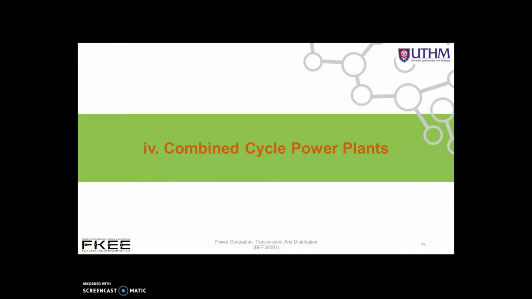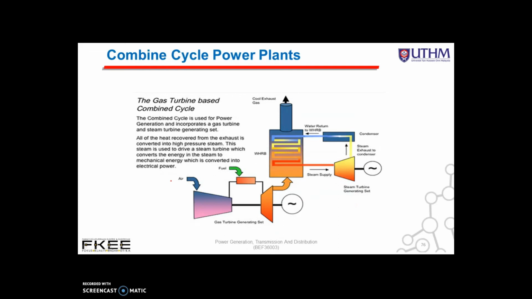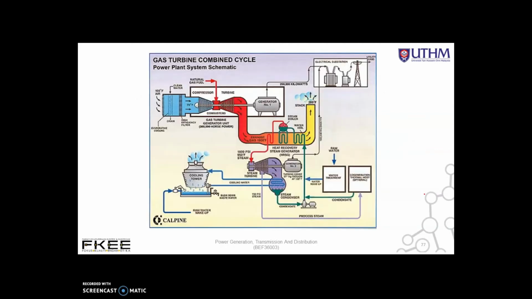And then the combined cycle power plants. This is the gas turbine based combined cycle, as I mentioned in the previous slide. The combined cycle is used for power generation and incorporates a gas turbine and a steam turbine. We have the gas turbine here, and we also have the steam turbine here, so gas and also steam. All of the heat recovered from the exhaust is converted into high pressure steam. This steam is used to drive a steam turbine, which converts the energy in the steam to mechanical energy, which will then be converted into electrical power. The same goes for this figure; the explanation is as before.